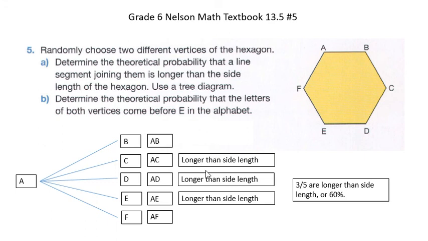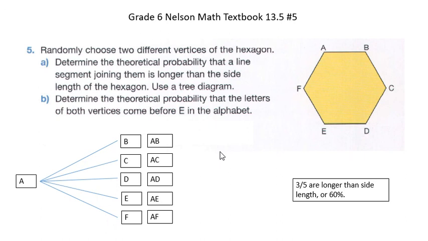18 of the 30 different outcomes, which we would all label, 18 of the 30 would be longer than the side length. So I've made it to 3 over 5. 18 over 30 is equivalent to 3 over 5. So it's 60% or 0.6 in decimal form.